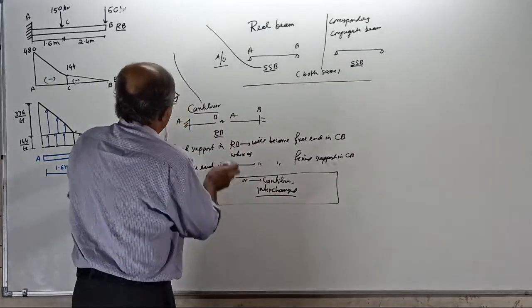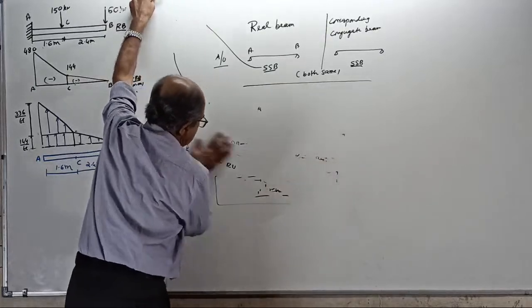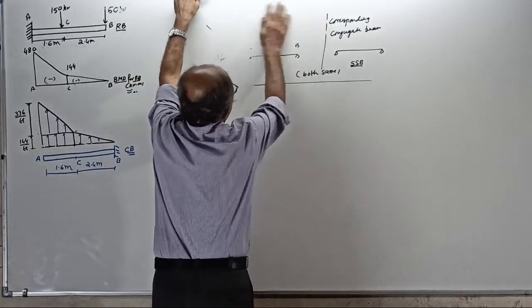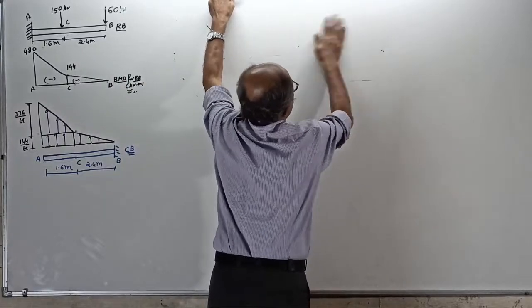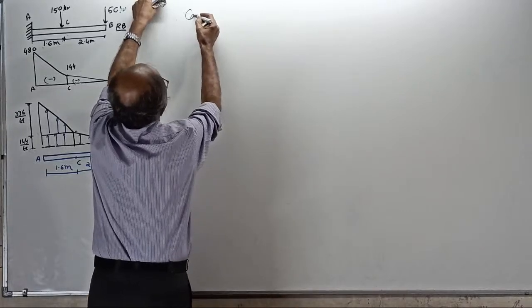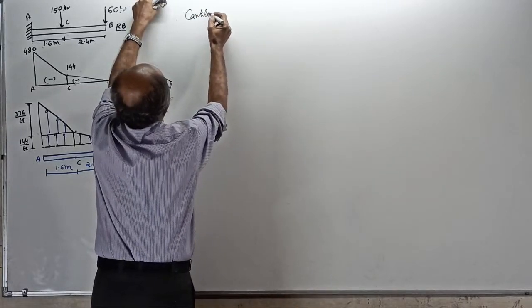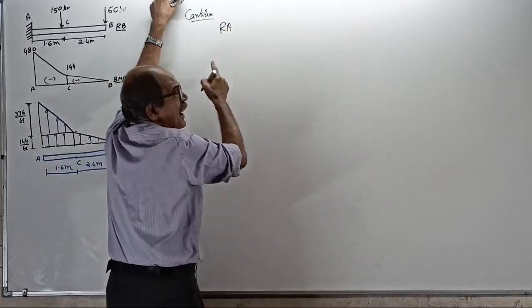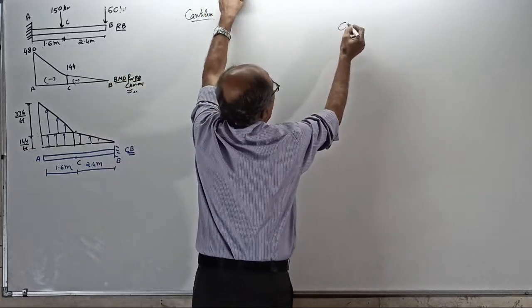Therefore, after all the statements, you write a sketch here. This I already removed now. Therefore, now write a sketch. See, very important, cantilevers. I will put real beam. I won't write real beam, RB, from now onwards. I write conjugate beam here.